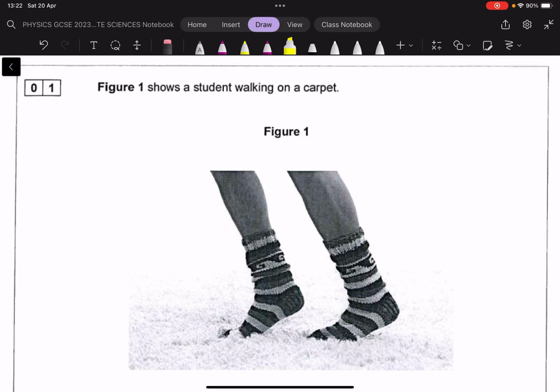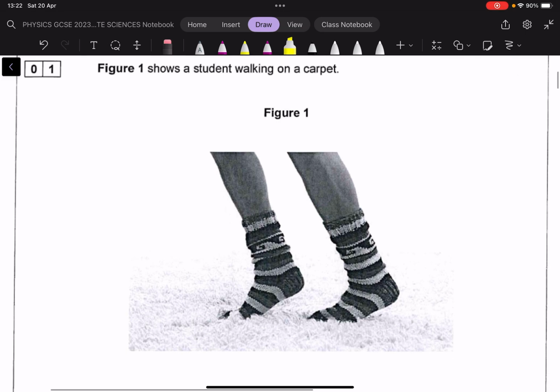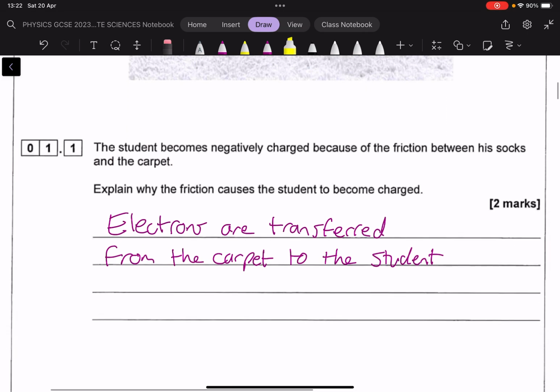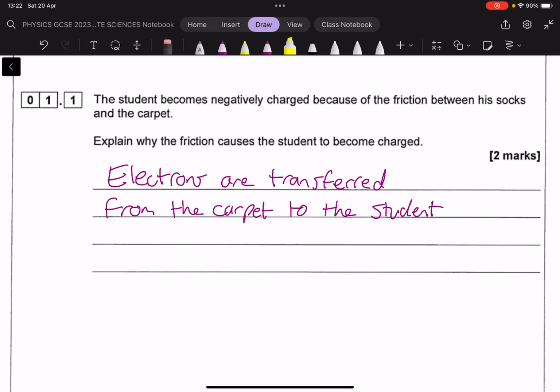Question 1 is a static electricity question, and it starts off saying it's about a student walking on a carpet. The question tells you in question 1.1 that they become negatively charged because of the friction between socks and the carpet, and you have to explain why this friction causes the student to become charged. So in this case, you only ever mention the electrons being transferred. You don't talk about anything else being transferred.